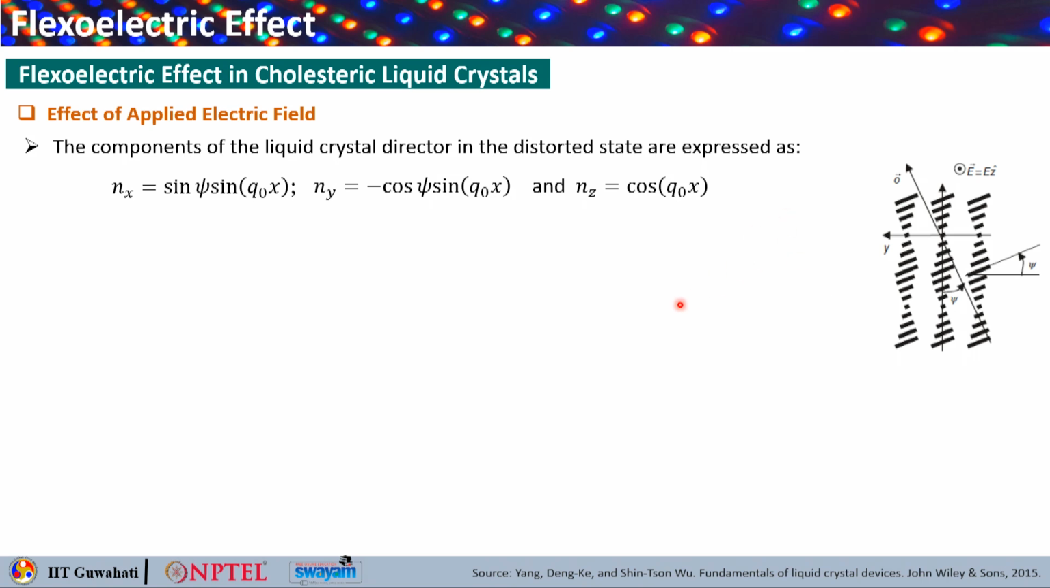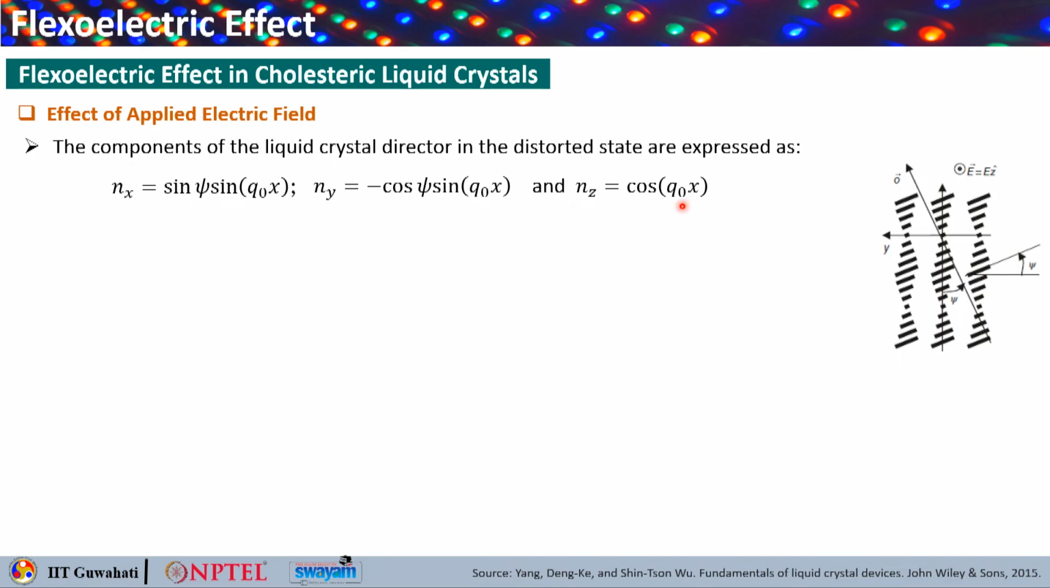If you want to see, this is the optic axis O that has been marked, and these are the components of the liquid crystal director. Normally the director is along N, that is the perpendicular one, but when it is in the distorted shape, you can break it into Nx, Ny and Nz components. Nx is sin psi sin q0 x, Ny will be minus cos psi sin q0 x, and Nz will be cos q0 x.